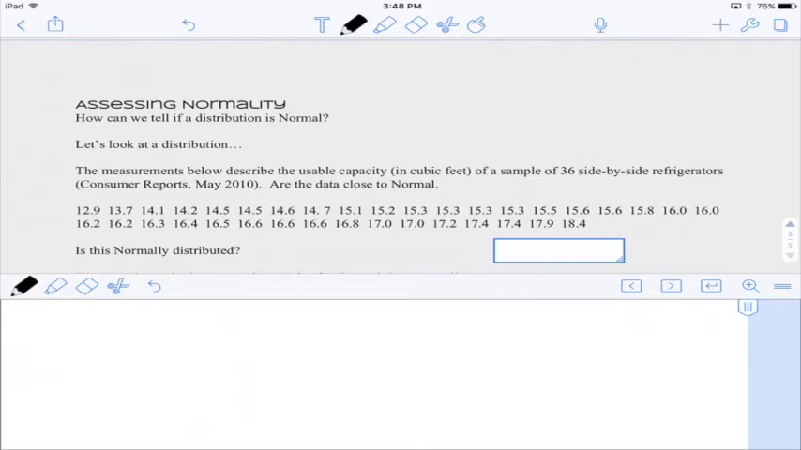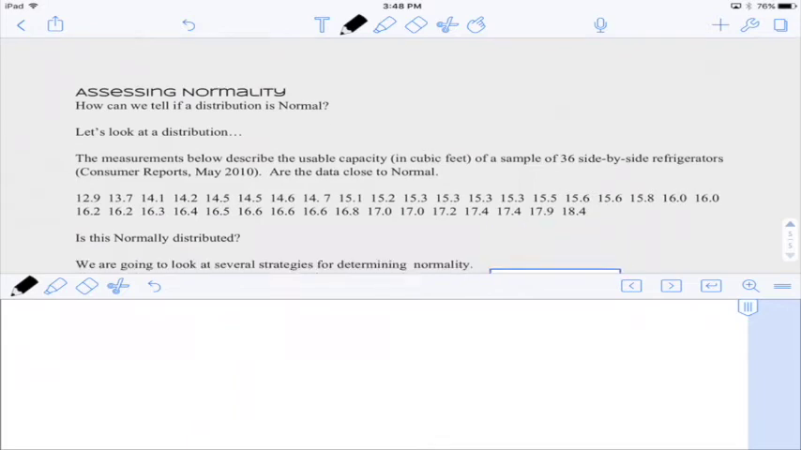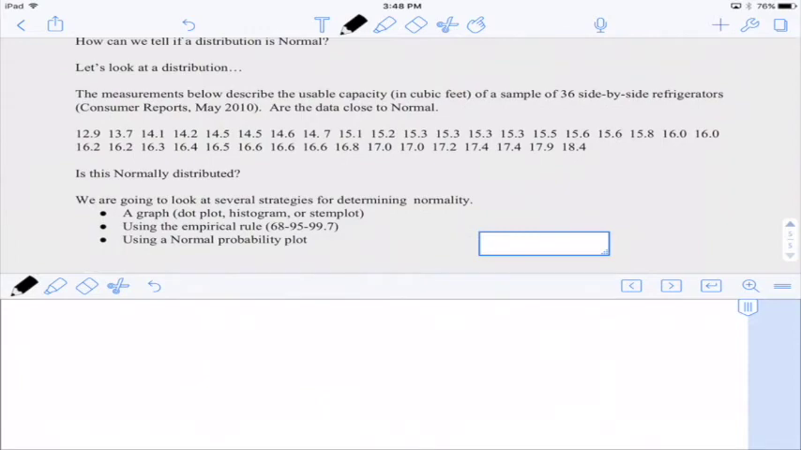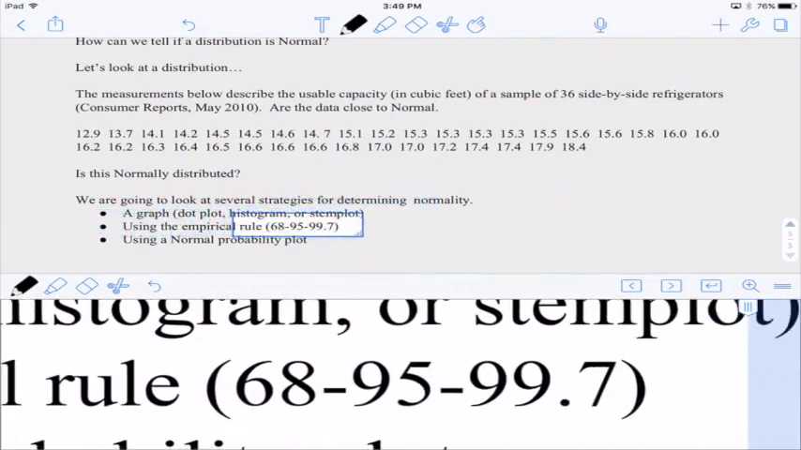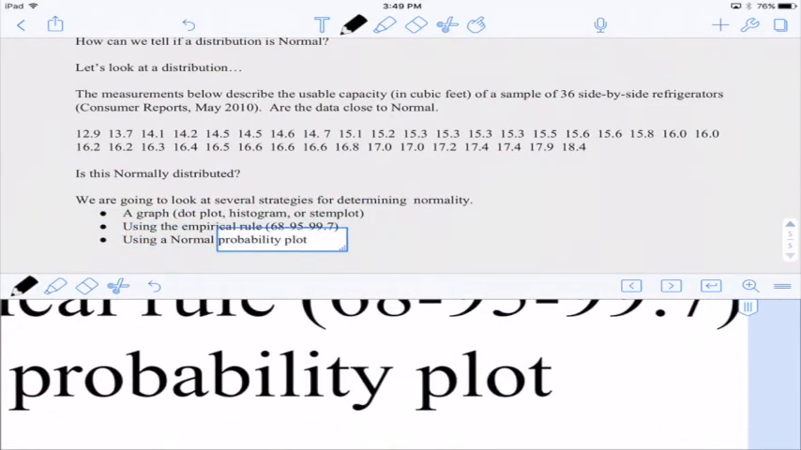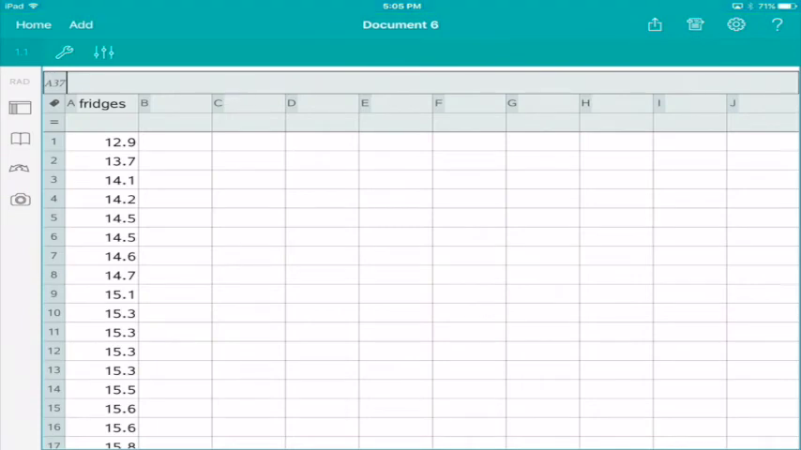So the measurements below describe the usable capacity of a sample of 36 side-by-side refrigerators. So are these data close to normal? So what we need to do is we're going to take all this data and put it into our calculator. We're going to look at a graph of it. We're going to check the empirical rule, and we're going to use a normal probability plot. So we need to put all the data into the calculator. I have named fridges, because that's about fridges, and I have all the data points in here.